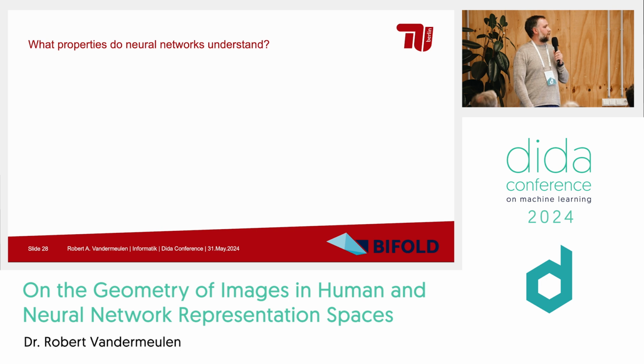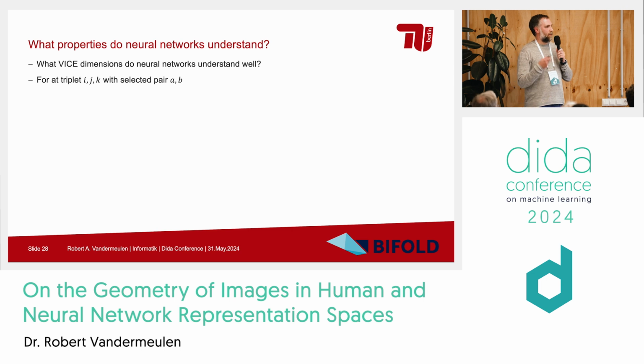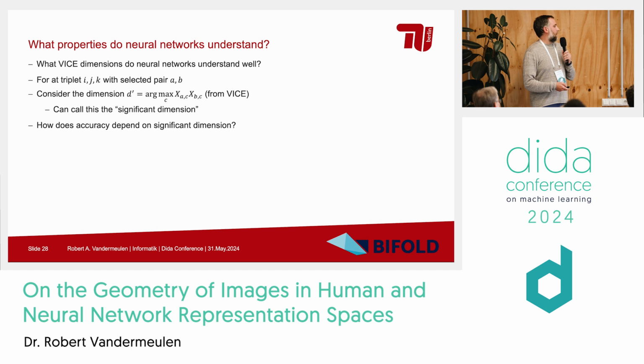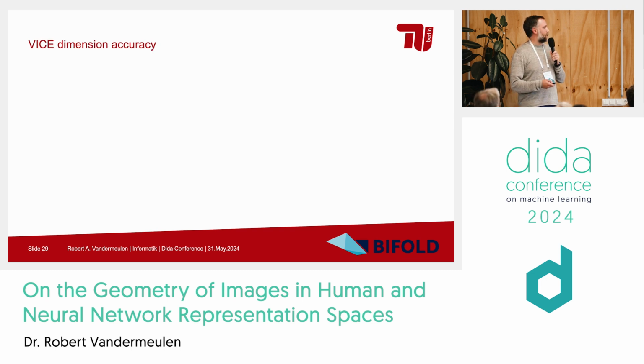Okay, so what properties do neural networks understand? For a triplet i, j, k with A and B selected, we could consider the dimension that has the largest contribution to this inner product. So it's the argmax of the index in this inner product, which had the biggest contribution to why it was chosen that way. We might call this a significant dimension for a triplet. And we can see how accuracy depends on a significant dimension, and thereby understand what concepts neural networks are naturally aligned to after training.